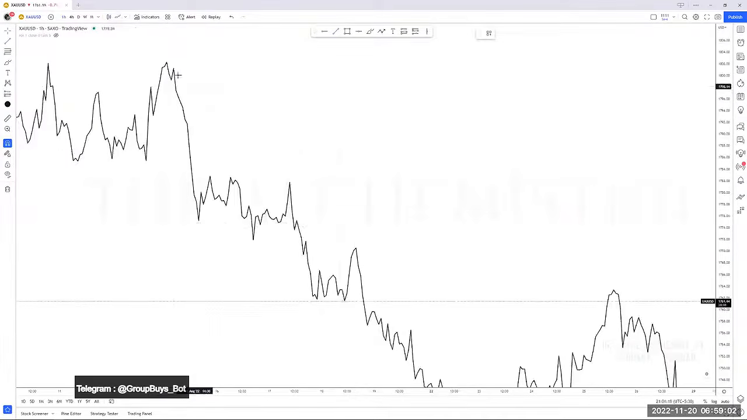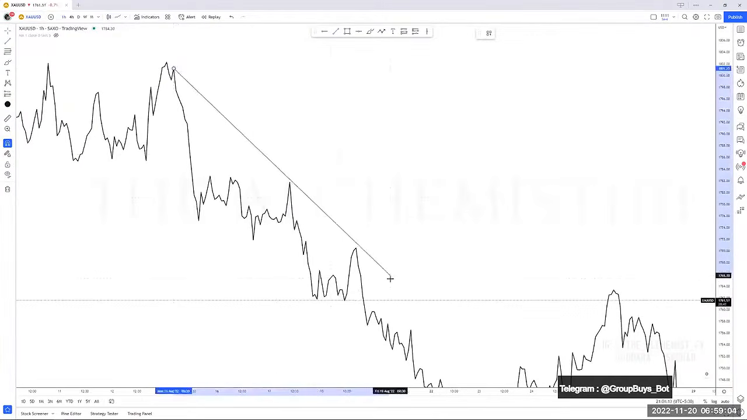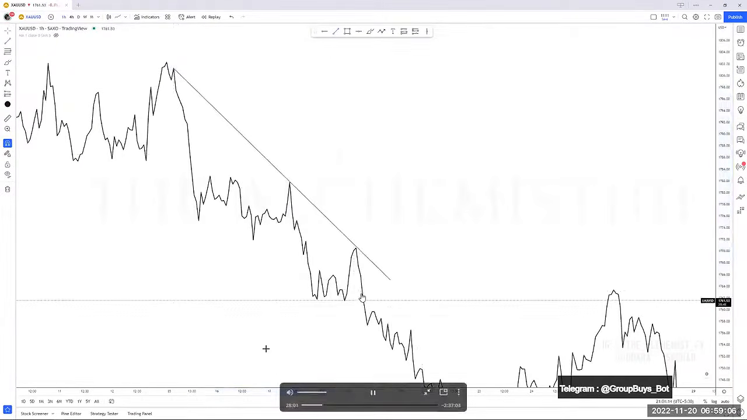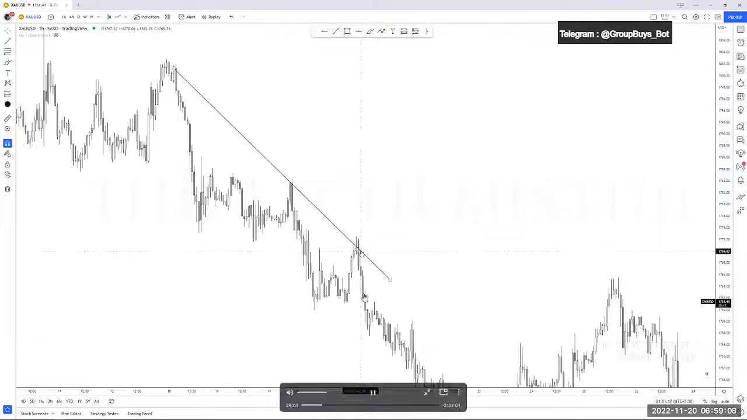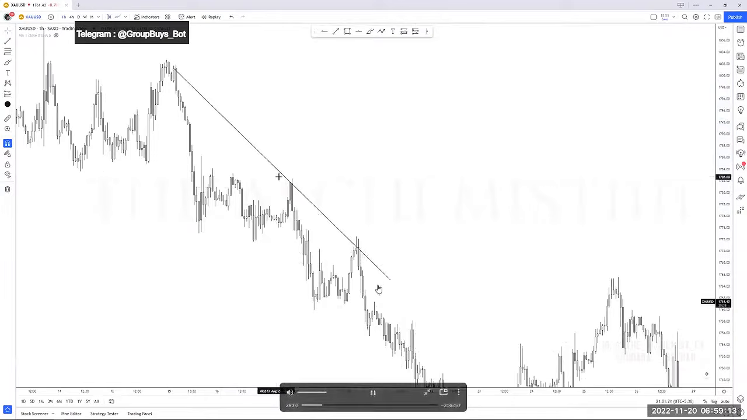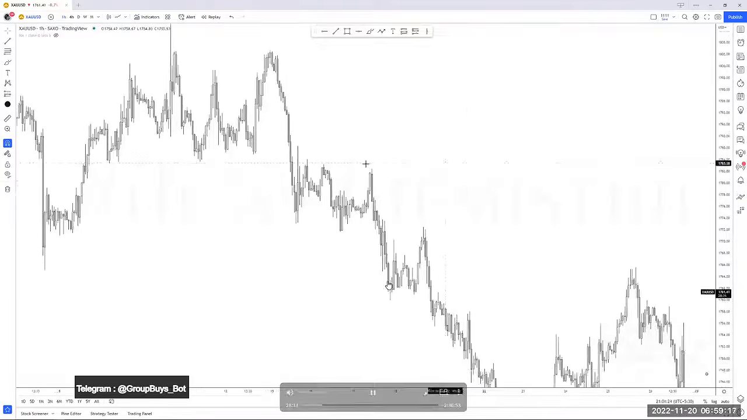So we're going to use a trend line, right? First touch, second touch, third touch can be our entry. It taps, see, even in here. It taps, and then it starts to drop. See, I'll show you another one. Let's see.